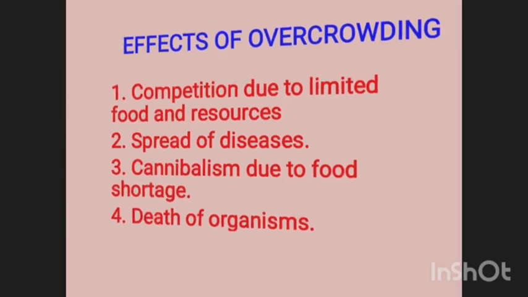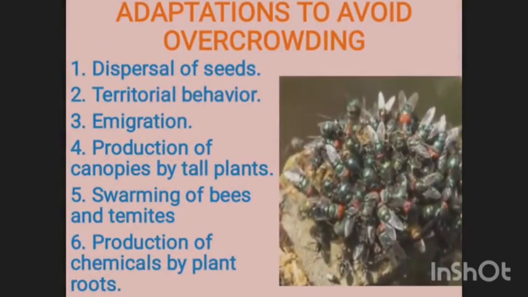Let's look at adaptations to avoid overcrowding. What are the adaptations that animals and plants can use to avoid overcrowding? Number one is dispersal of seeds. One way plants usually avoid overcrowding is that they disperse their seeds. They spread their seeds so that those seeds will go and form a new community somewhere else, thereby reducing the population in that particular community through dispersal of seeds.